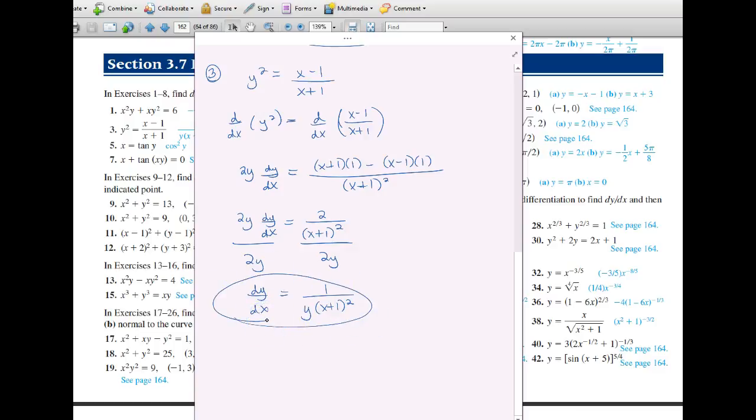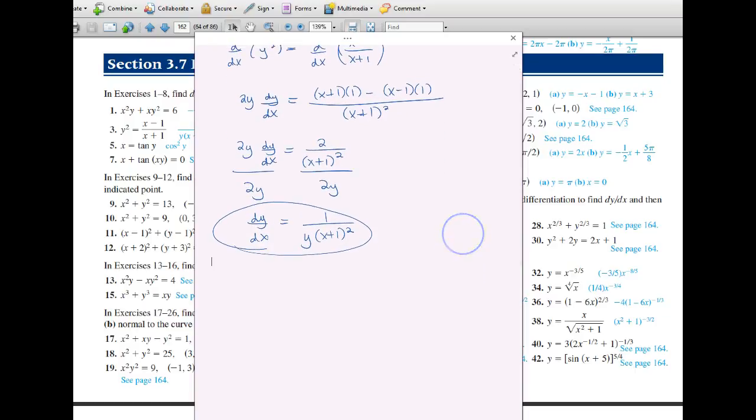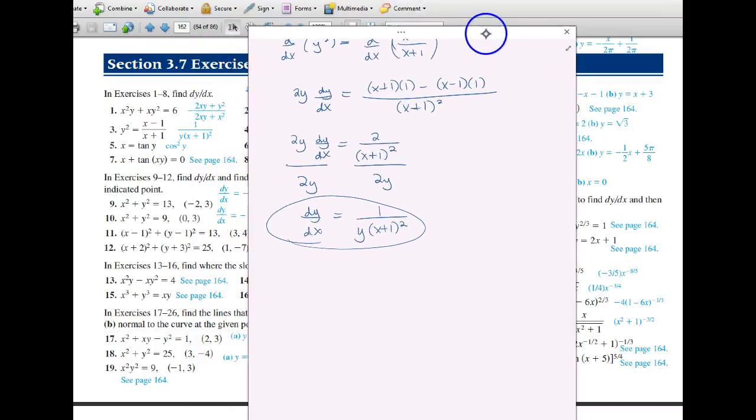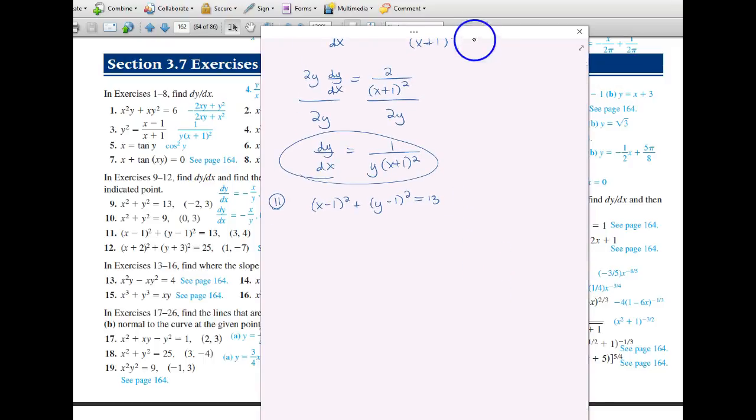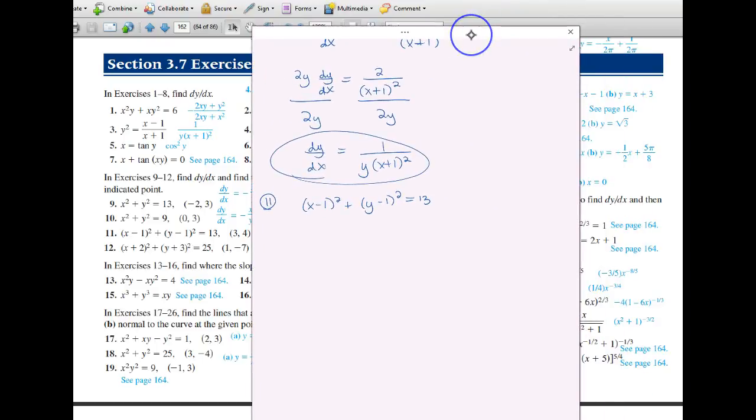Let's see. Yeah. What's the next one? 11. The 2 canceled. Okay. And this one we want to find, is it the normal and the tangent? Is that what it says? Oh, just the slope. Okay.